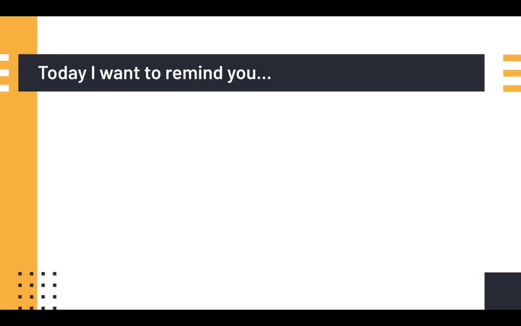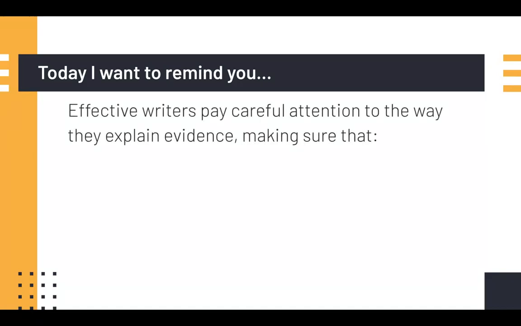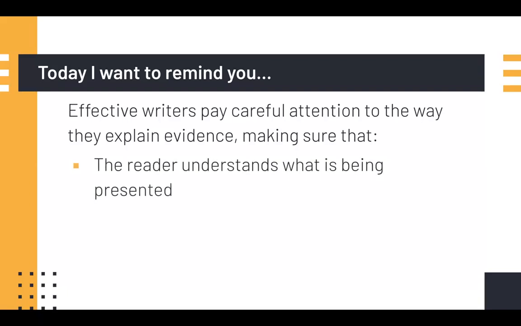Now, remember from position paper number one, when we talked about explaining evidence to begin with, there are a few things that effective writers need to always make sure they're doing. Number one, make sure the reader understands what's being presented. That means when you bring in a quotation or a paraphrased piece of evidence, your reader needs to literally understand it. So, it sounds simple, but it's actually requiring a little bit of critical thinking on your part.